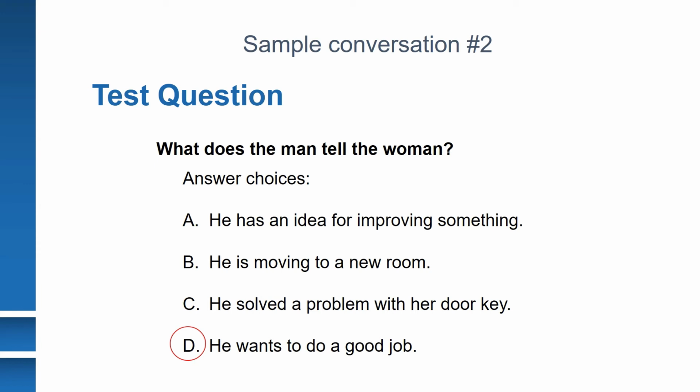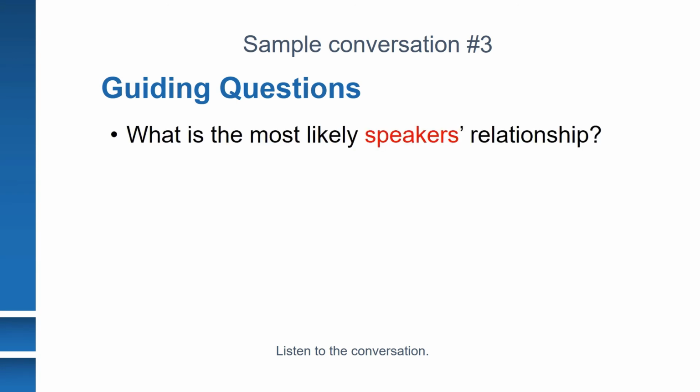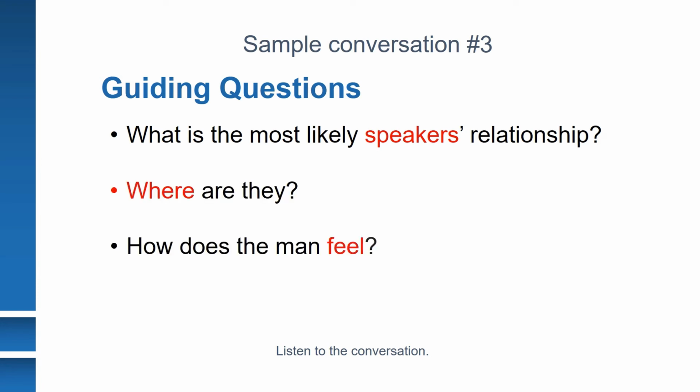If you said C, he solved a problem with her door key, well, it's true her problem was solved. But that's not what he told her, of course, so it doesn't answer the question. And now our last sample conversation, the guiding questions. What is the most likely speaker's relationship? Where are they? And how does the man feel? Now let's listen.